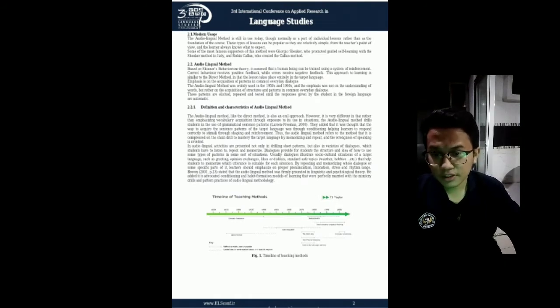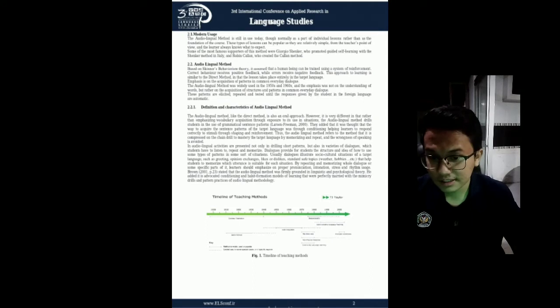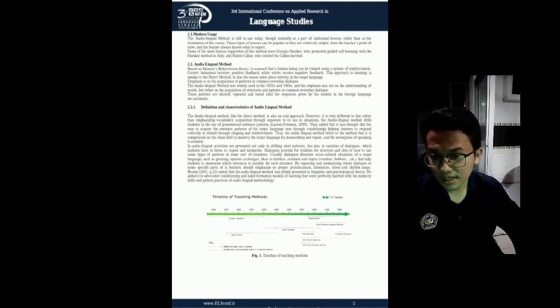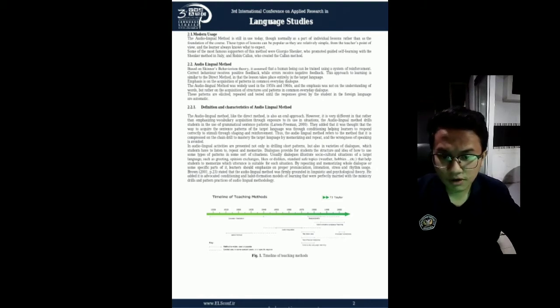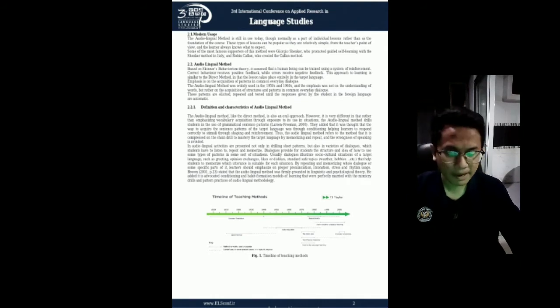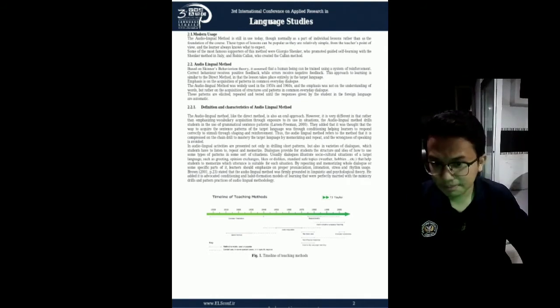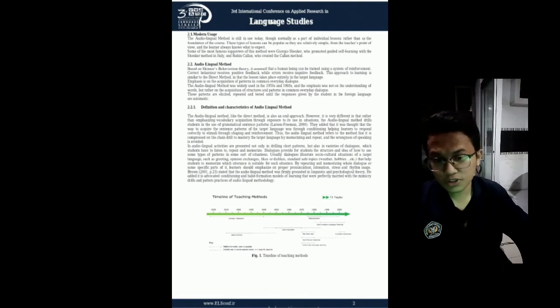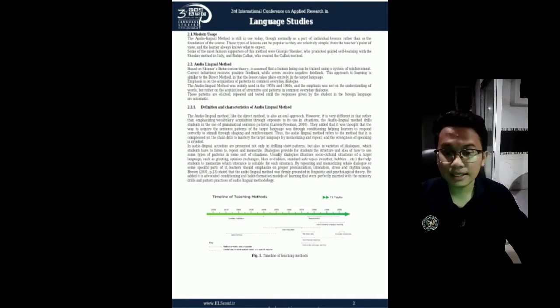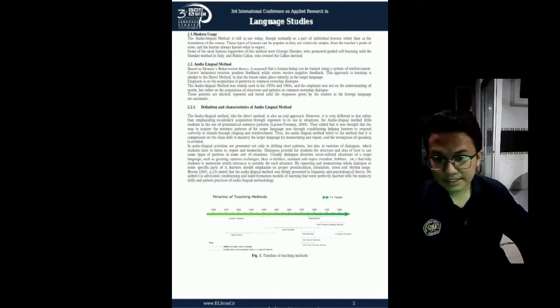2.1 Modern usage. The audiolingual method is still in use today, though normally as a part of individual lessons rather than as the foundation of the course. These types of lessons can be popular as they are relatively simple from the teacher's point of view, and the learners always know what to expect. Some of the most famous supporters of this method were Giorgio Schenker, who promoted guided self-learning with the Schenker method in Italy, and Robin Callan, who created the Callan method.